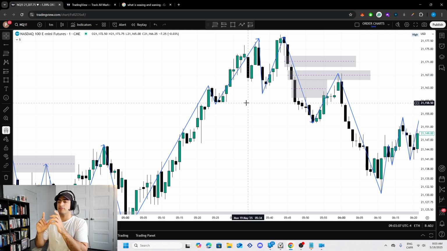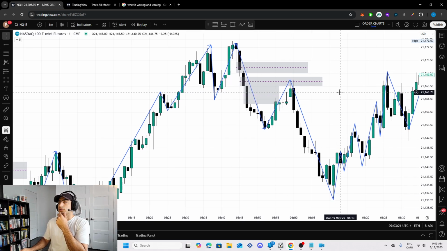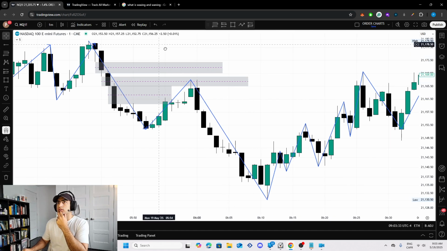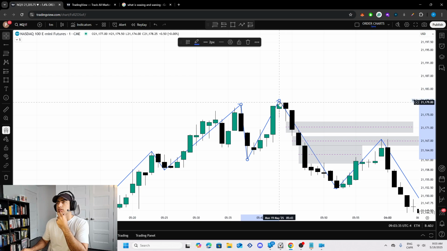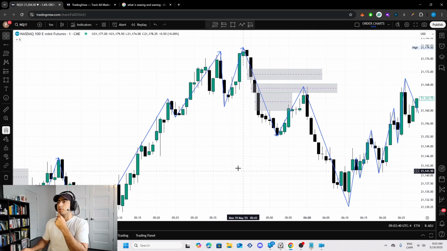So my lows, I use swing lows as high as the lows. So it's a 3 candle formation where the middle one has to be, the high has to be higher than the left and the right, like this. Like in this scenario right here, this candle's high is higher than the one on the left and on the right. After that, we go down.